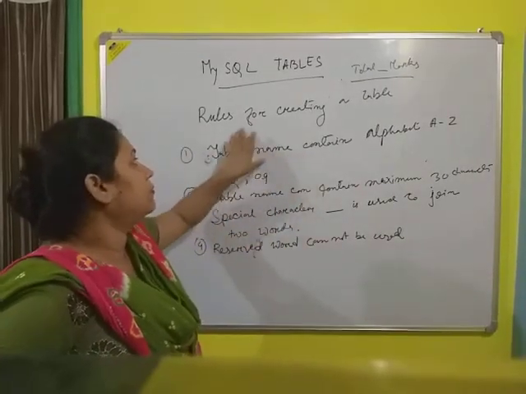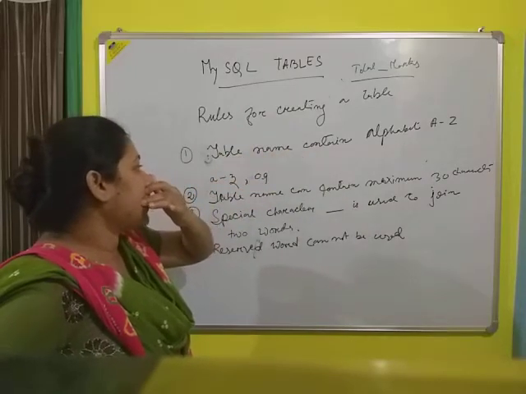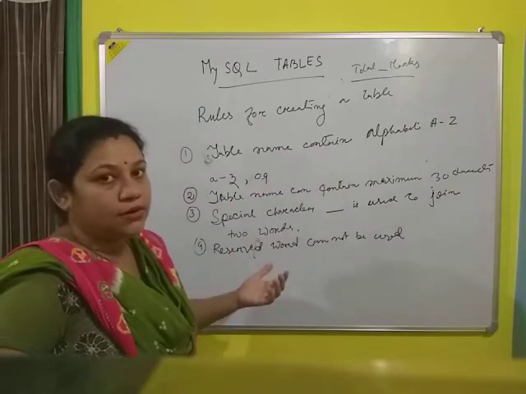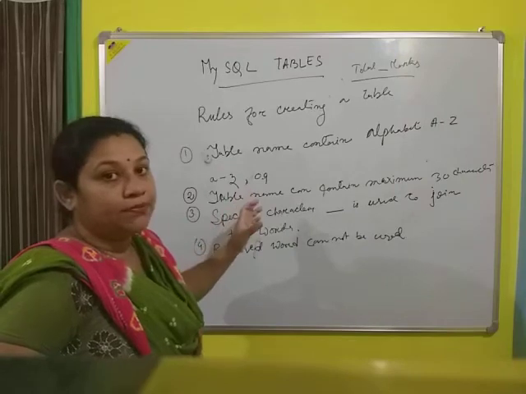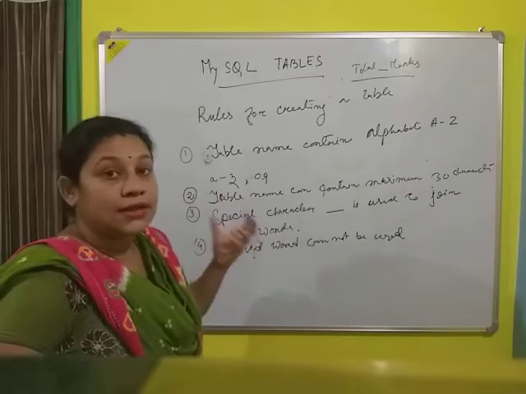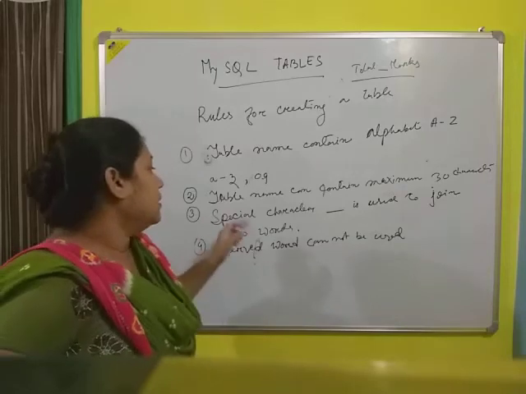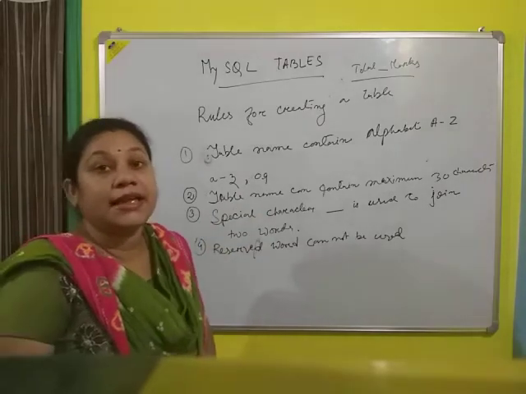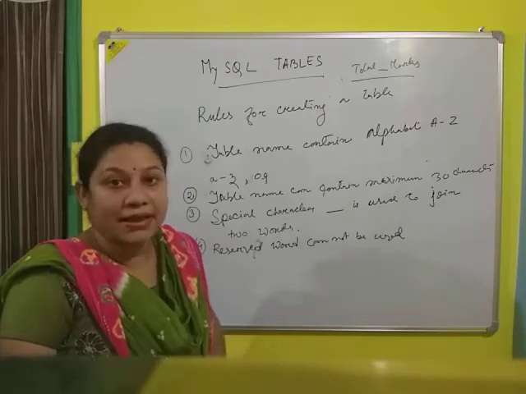First is that the table name contains alphabets A to Z. You can use capital or small letters, or you can use numbers, but the table name must start with a letter, not with a number. The table name can contain a maximum of 30 characters. That means the length of the table name is 30 characters maximum.